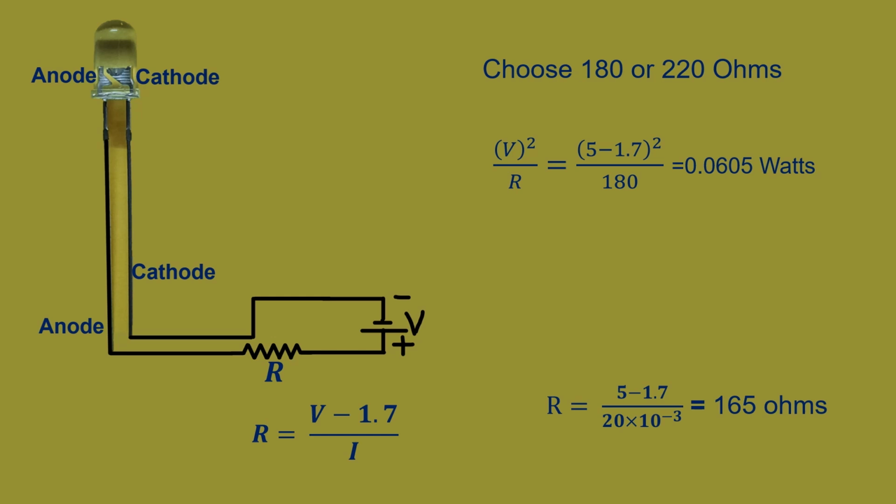If the battery has 5 volts and the maximum current that can flow through the LED safely is 20 milliamperes, then the value of the resistance to be connected will be (5 minus 1.7) divided by (20 into 10 power minus 3). It is 165 ohms, which is not a standard value. So you can choose 180 ohms or even 220 ohms. In that case, the maximum current flowing through the LED will be less than 20 milliamperes.